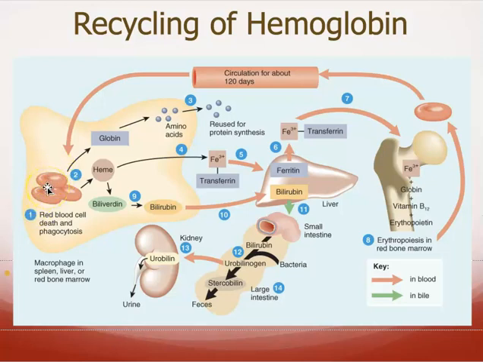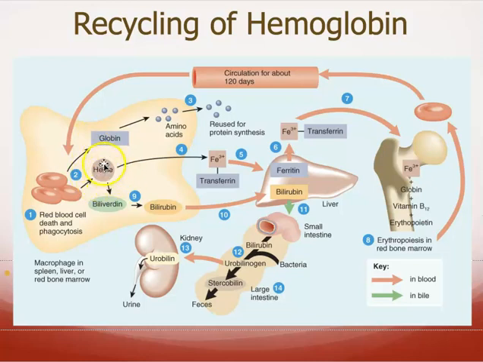Remember we said a third of the red blood cell is hemoglobin. So the globin part is just protein, as we said a couple slides ago. The building blocks of proteins are amino acids. So the globin is simply broken down into amino acids and then reused to make new, maybe the same, maybe different proteins. If you think of red blood cells as primarily hemoglobin, the globin part is very simple: globin, protein, amino acids reused for protein synthesis.